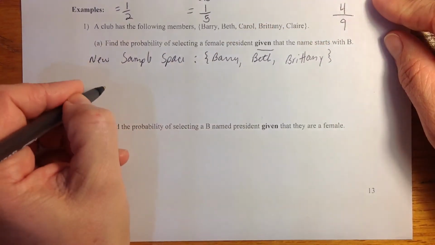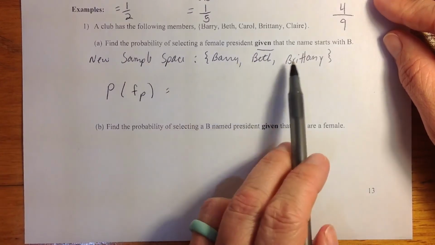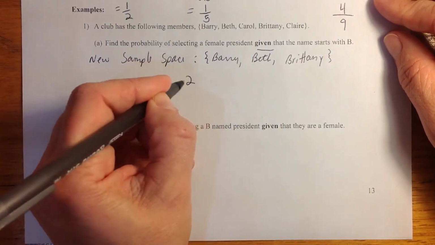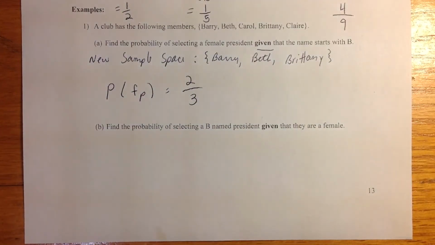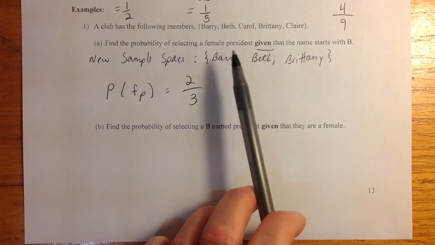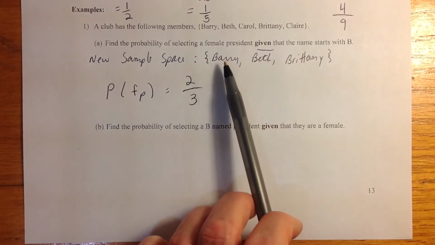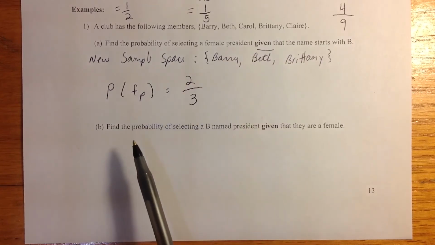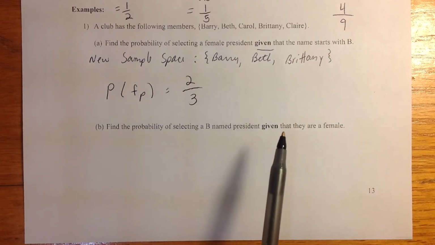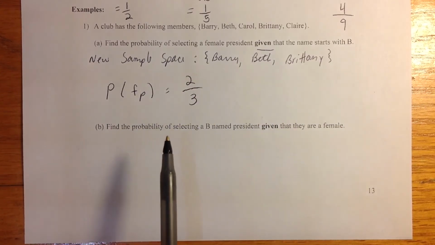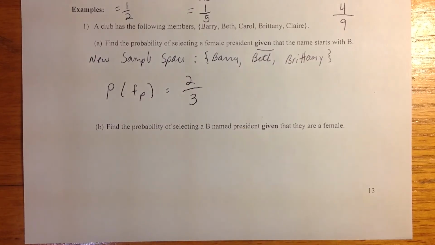Now we do the probability that we get a female president. So in this list, there are 2 out of a total of 3. So when you do these given problems, you create a smaller sample space, and that's the only sample space you look at to compute your probability. Now, the sample space can change depending on what follows the word given.